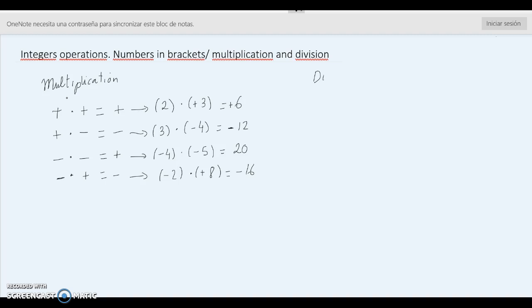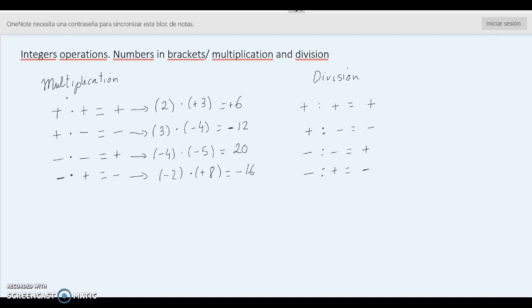Finally, with the division, we have exactly the same rules. So plus divided by plus will be plus, plus divided by minus will be minus, minus divided by minus is positive, and minus divided by positive is minus.